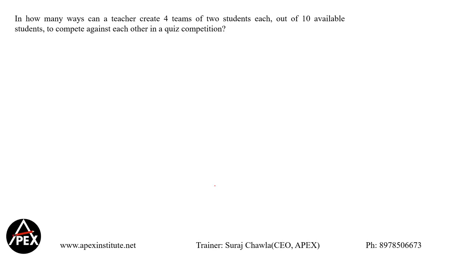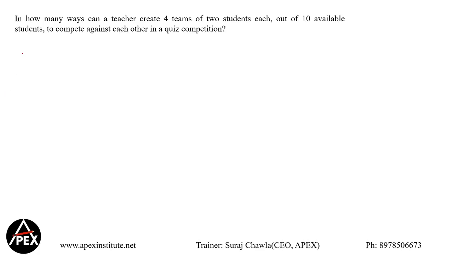So let's see, in how many ways can a teacher create 4 teams of 2 students each out of 10 students to compete against each other in a quiz competition? A very beautiful question. So first things first, how does the thought process develop?